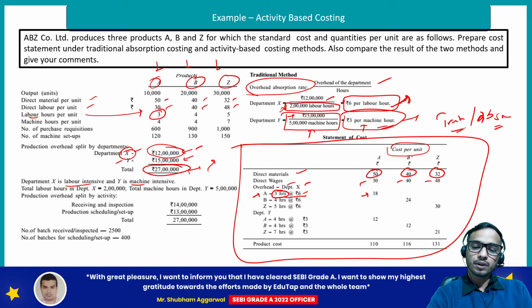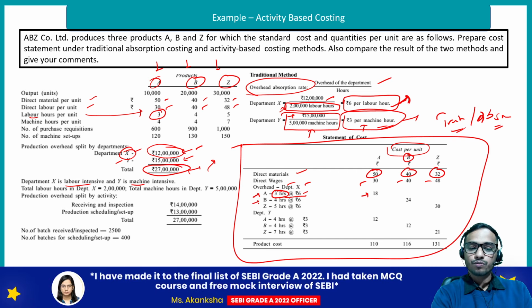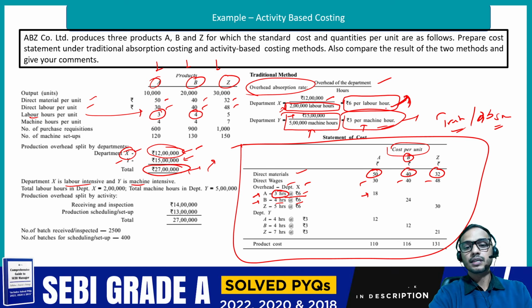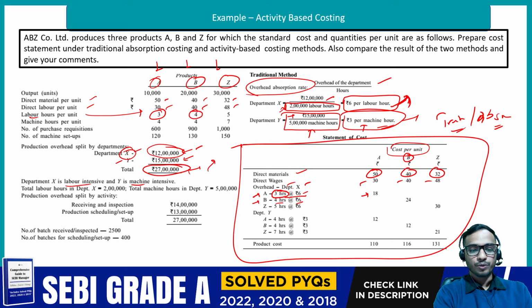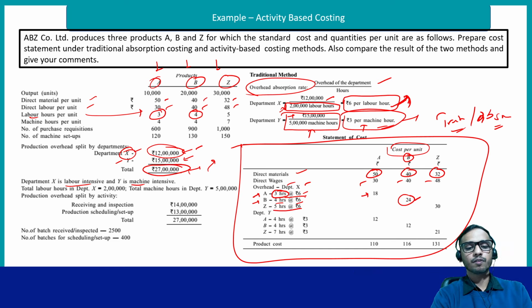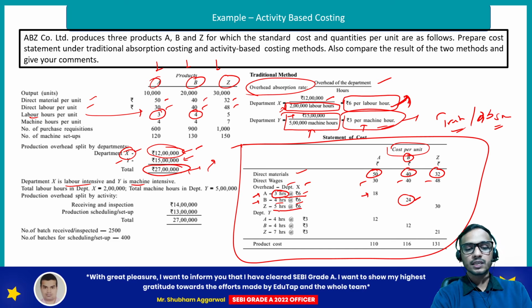For product B we would have 4 into 6, because B is taking 4 labor hours and the labor hour recovery rate is rupees 6 per labor hour. So rupees 6 into 4 hours, we have the overhead cost per unit for department X is 24, and similarly we will find it out for product C, that is 5 into 6, 30 rupees.